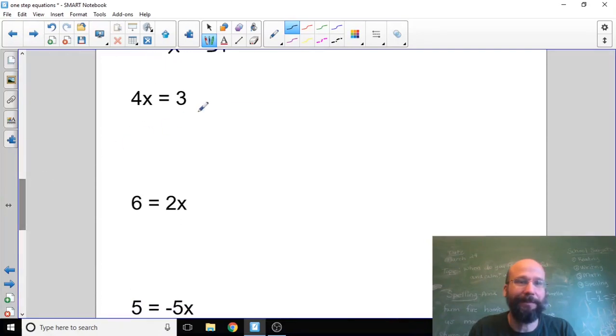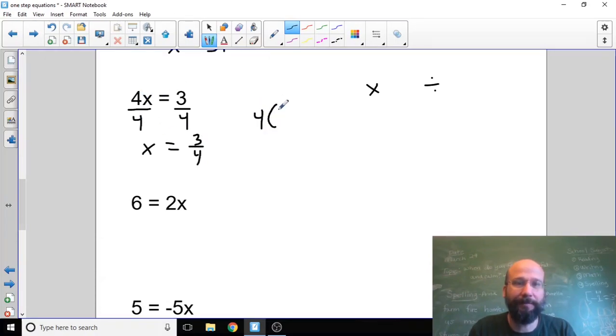So now we're in a multiplication. So the opposite of multiplication is division. So in order to move this 4 to the other side, I'm going to have to divide. This is multiplication. So I'm going to have to divide by 4. So x is going to equal 3/4.